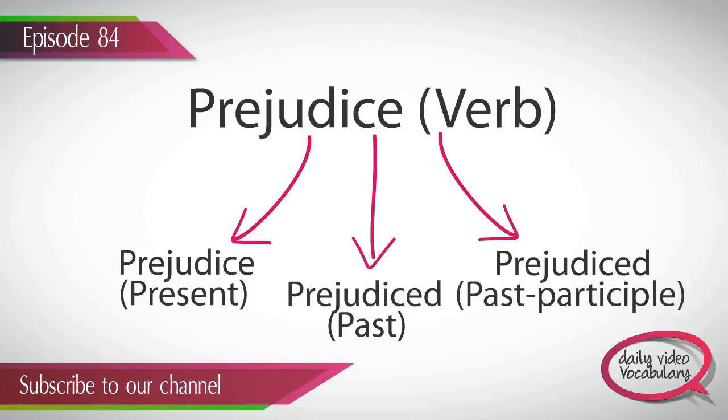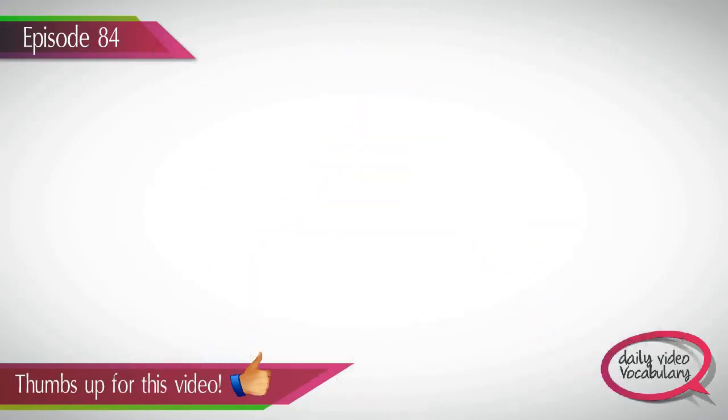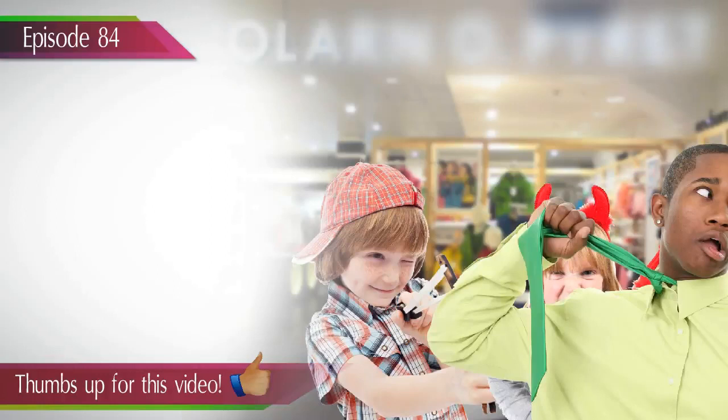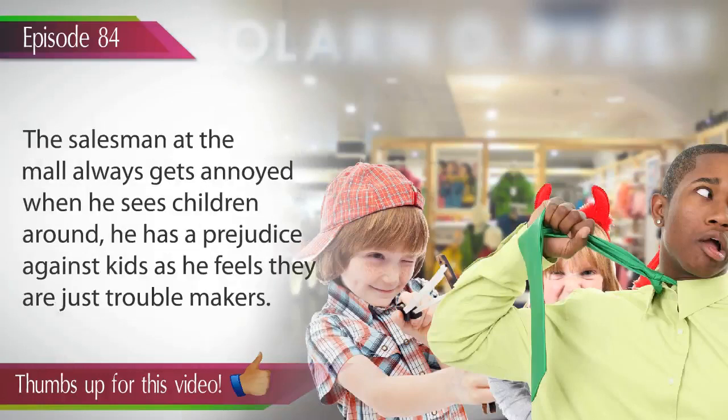Okay, now that you know what prejudice means, let's take a look at some example sentences to see how you can use it in your daily conversation. Example 1. The salesman at the mall always gets annoyed when he sees children around. He has a prejudice against kids, as he feels they are just troublemakers.